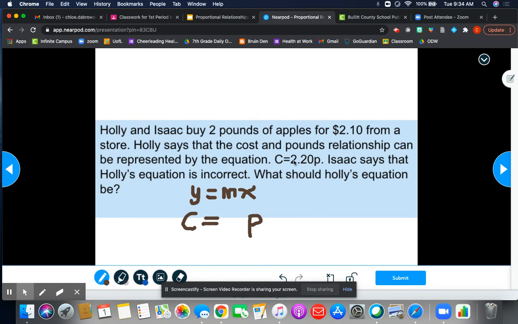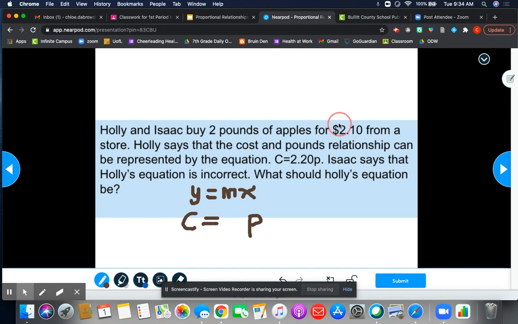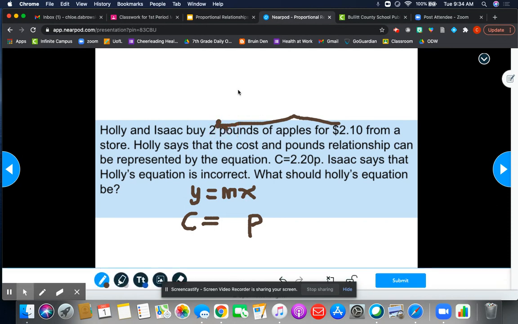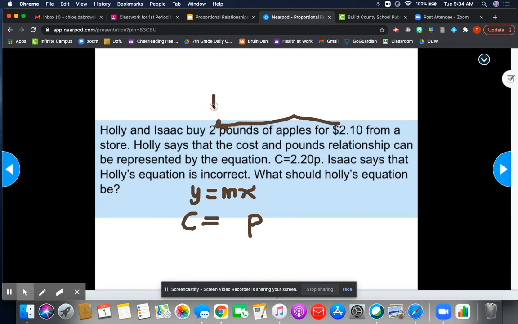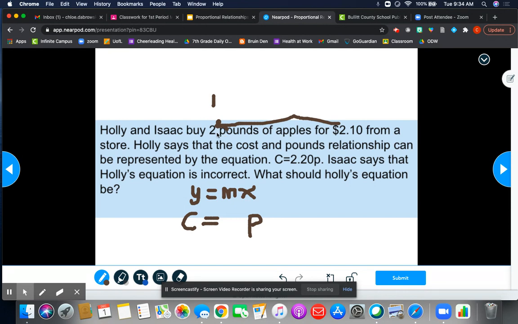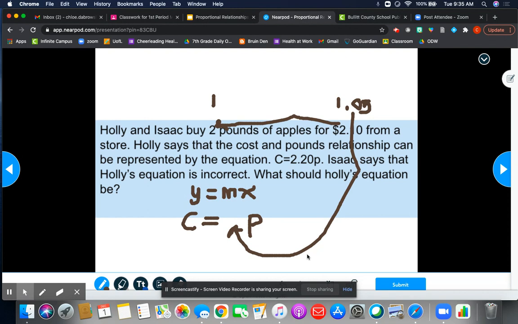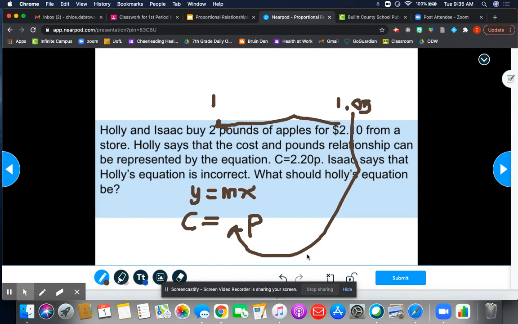So if you say, okay, it's not because it's 210, if you notice this 210 is for 2 apples. In our COP, our unit rate has to be per 1. So if I want per 1 apple, if I took 2 divided by 2 is 1, I need to do 210 divided by 2, I end up with $1.05 for my unit rate. I'm going to plug this $1.05 right in here. So I should end up with C equals 1.05p.